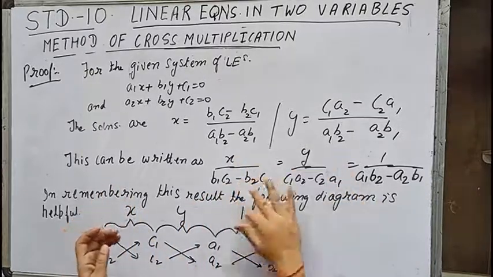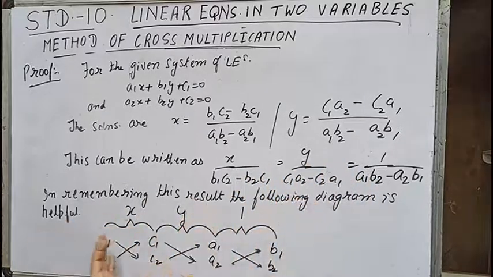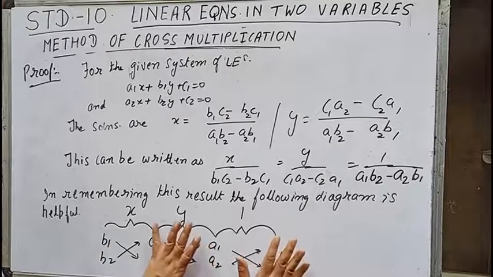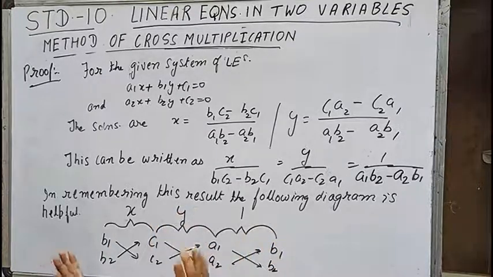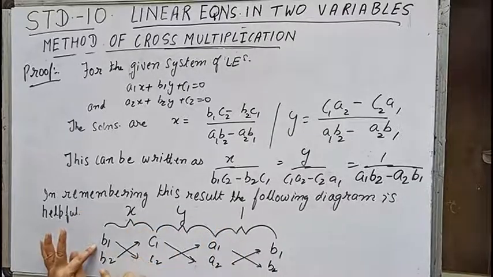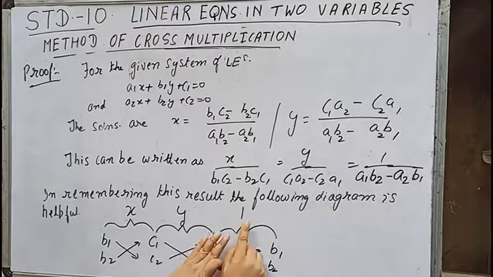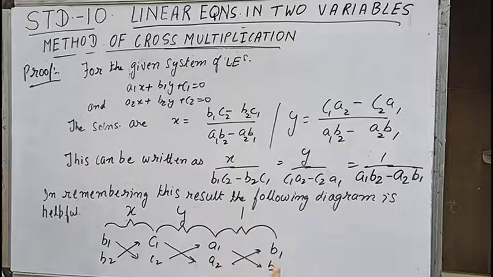Now this value of x and y can be represented in the form of a diagram as this one. Now this diagram is x, y and 1, and below x we will be writing b1 b2 c1 c2, below y we will be writing c1 c2 a1 a2, and below 1 we will be writing a1 a2 b1 b2.